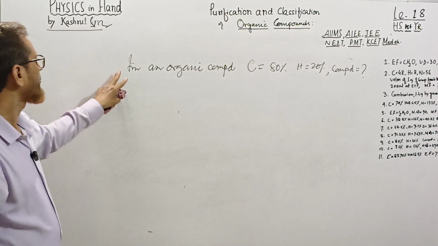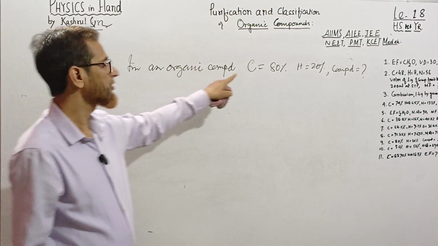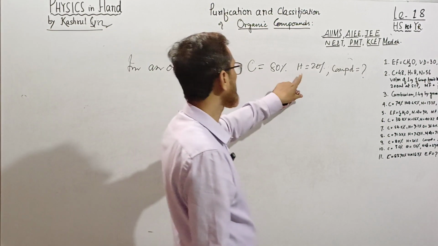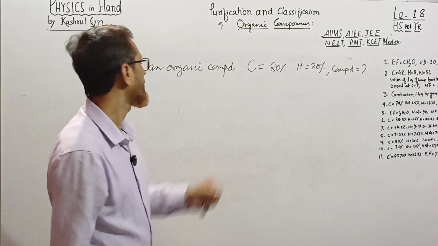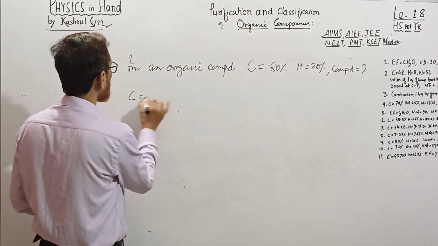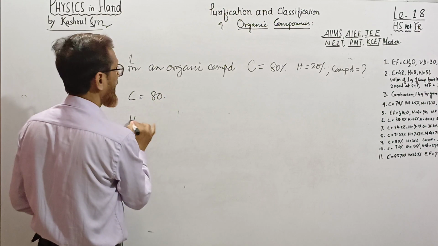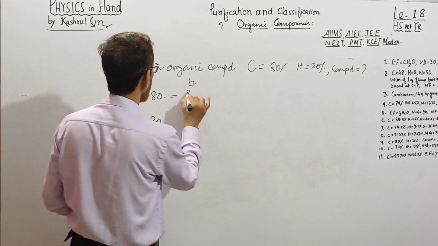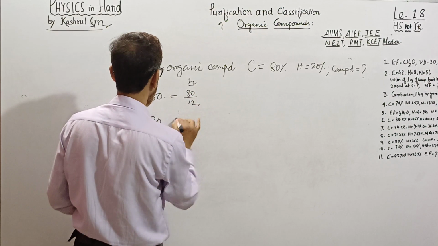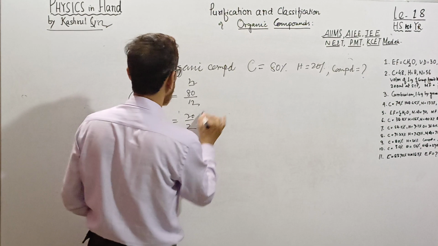The question is again simple. In an organic compound, it is found that the percentage of carbon is 80 and the percentage of hydrogen is 20%. What is the compound? A bit twisted. So carbon is 80 and hydrogen is 20. Again you find the number of moles, 80 by 12, 20 by 1.